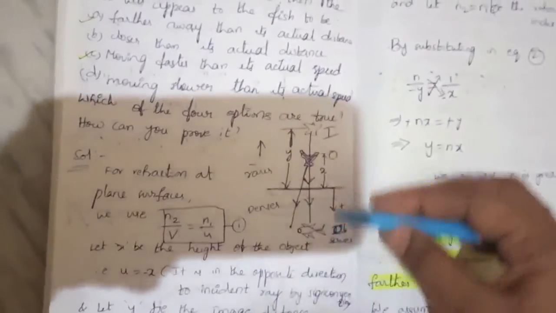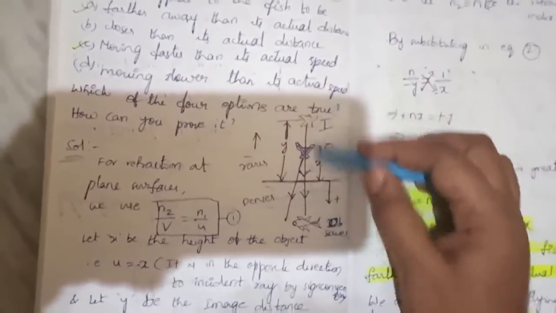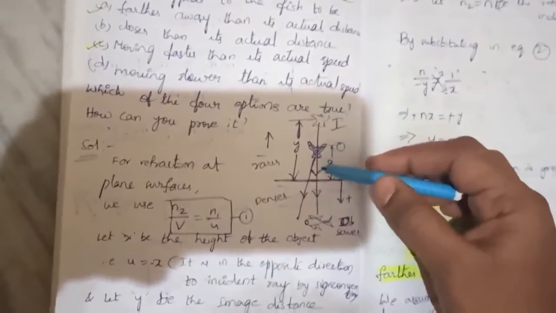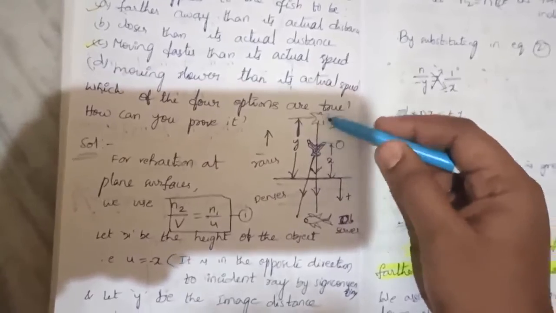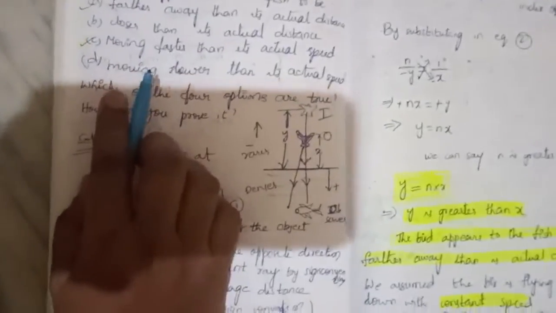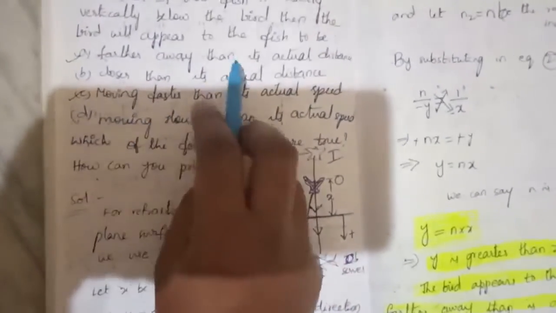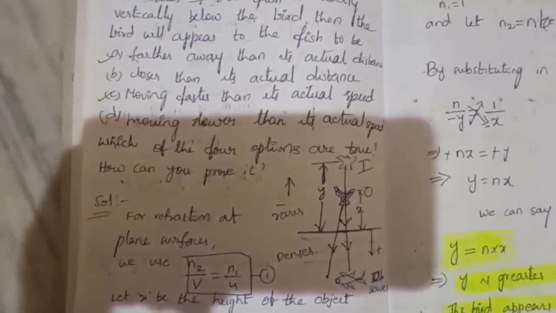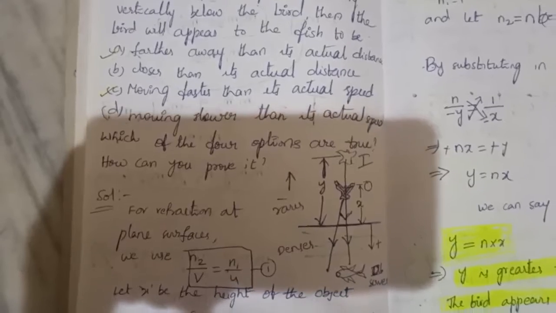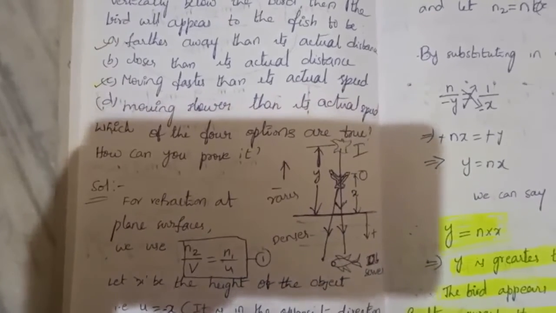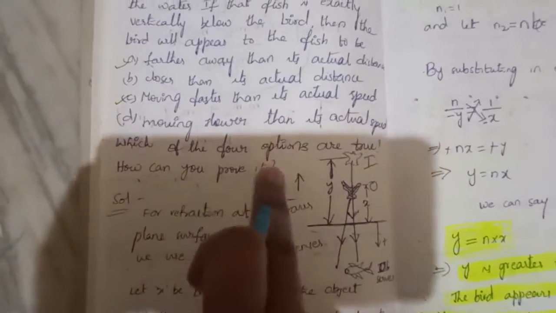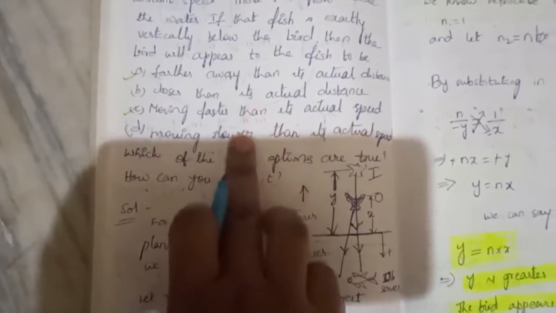If that fish is exactly vertically below the bird, then how will the bird appear to the fish? They have given 4 options: farther away than its actual distance, closer than its actual distance, moving faster than its actual speed, moving slower than its actual speed.